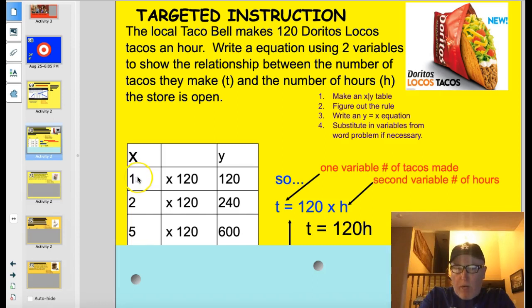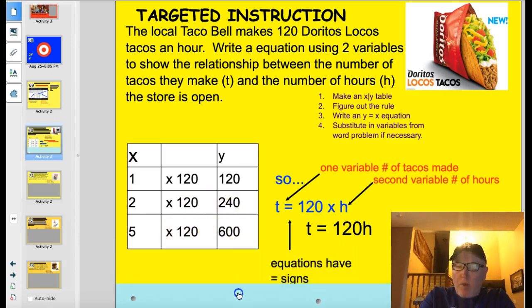If they work 1 hour, 120 tacos per hour would be 120. 2 hours times 120 would be 240. 5 hours would be 600. So my XY statement here, the Y looks like it's 120 times X. We can figure that out. Now just substitute in your variables here.